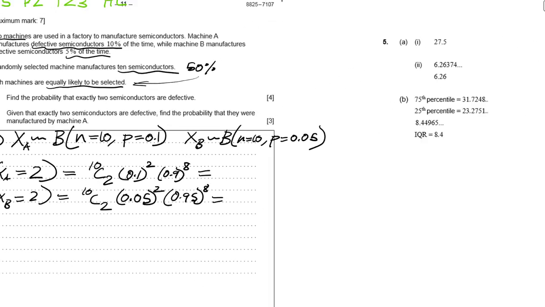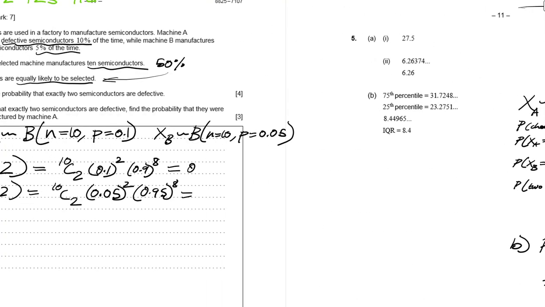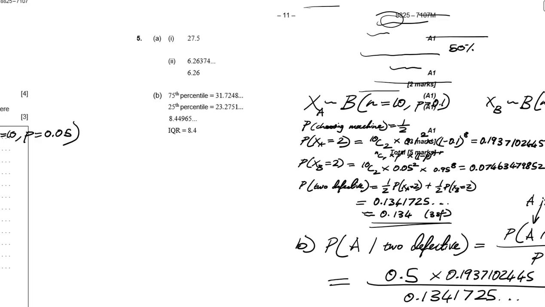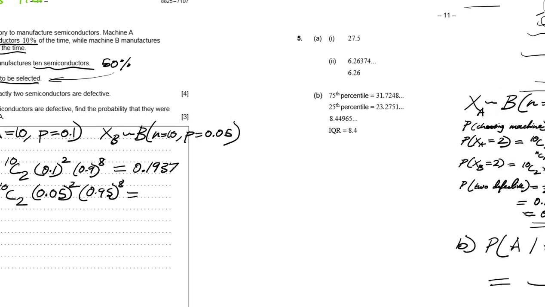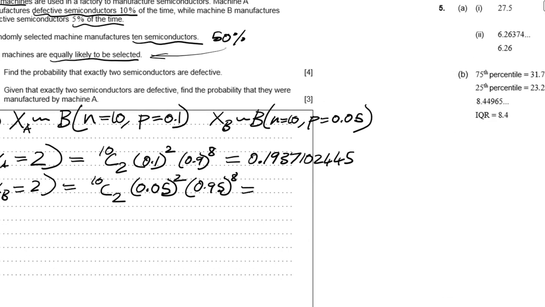And I did that already, like I said, and our answer was 0.19, using our calculator, 0.1937. So definitely try it out yourself and compare. I'm just showing you all the decimal places so that you can compare.